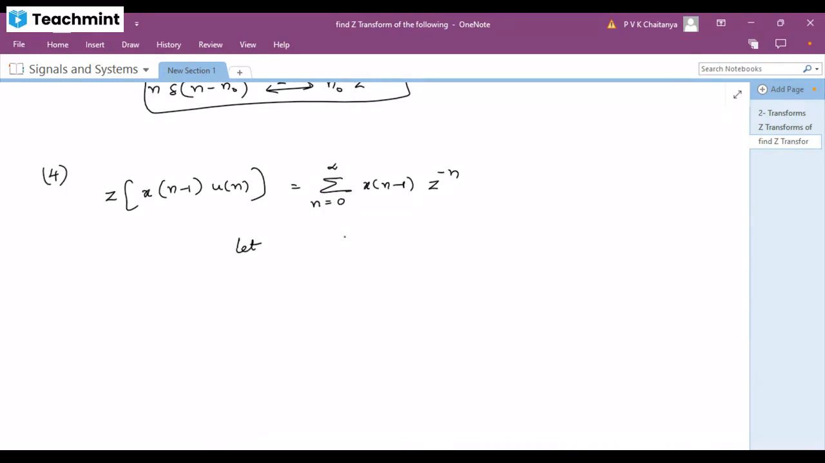So let n minus 1 be equal to some k. Then n will be equal to k plus 1. So then I'll be getting this as sigma. If n is equal to 0, k will be equal to minus 1. If n is equal to infinity, k will also become infinity. So x of n minus 1, I can write it as x of k, and z power minus n, instead of n, I can write it as k plus 1.